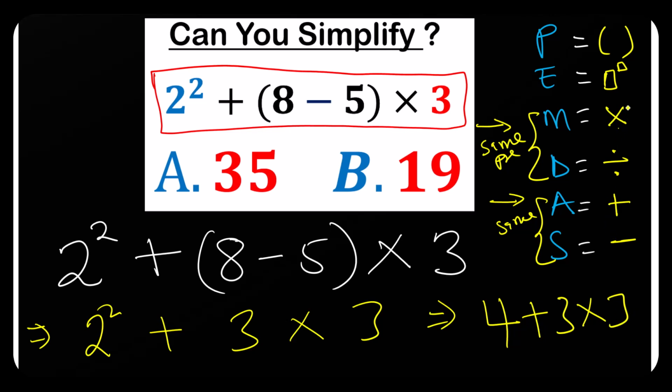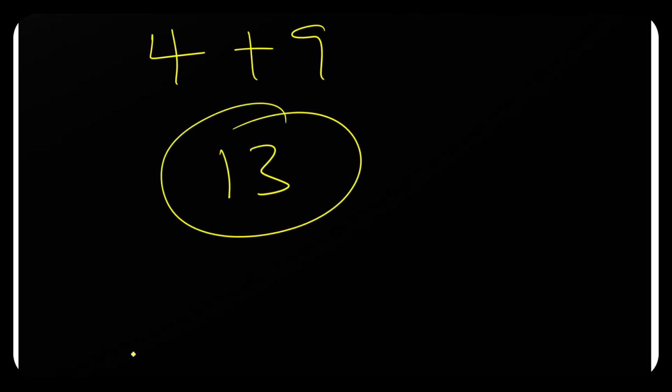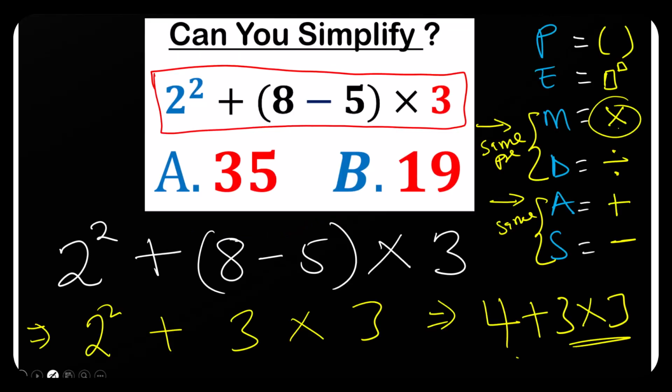So what is next? Multiplication. And this is multiplication. So 3 times 3 is 9. So 4 plus 9, which is 13. So the correct answer is 13.